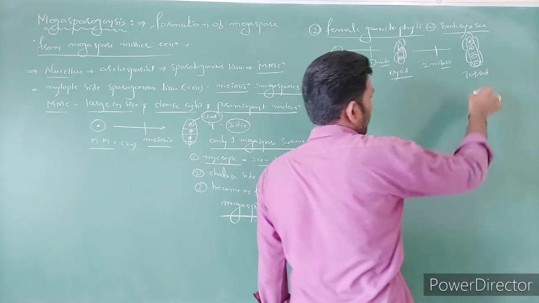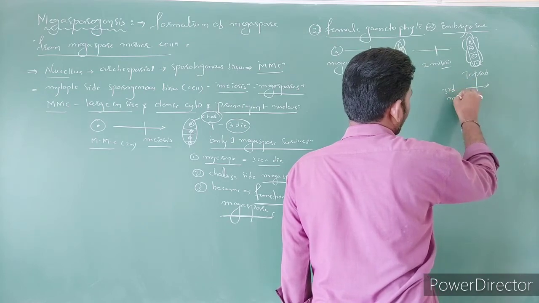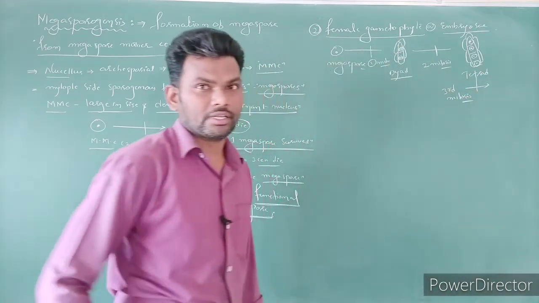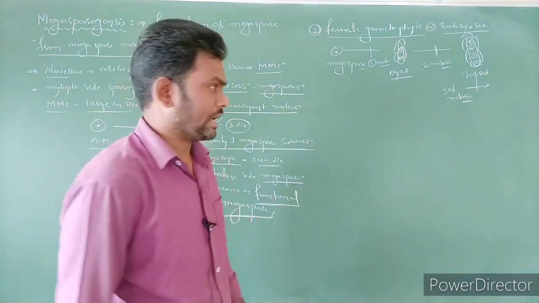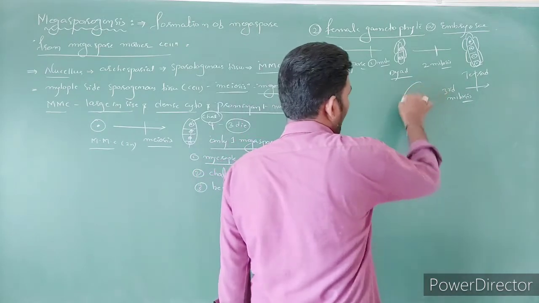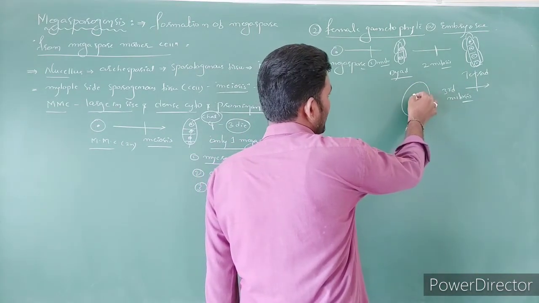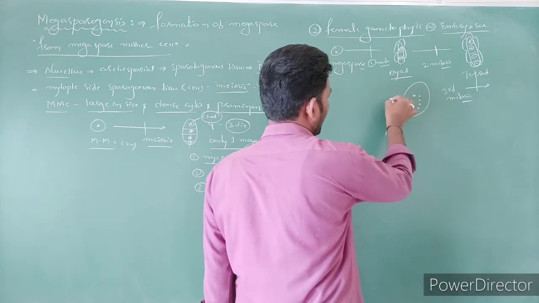So this tetrad undergoes a third time of mitosis division to produce 8 nuclei. So this 8 nucleus stage we can call as what? Embryo sac. Now it is going to undergo one more mitosis division to produce 8 nuclei. 1, 2, 3, 4, 5, 6, 7, 8.